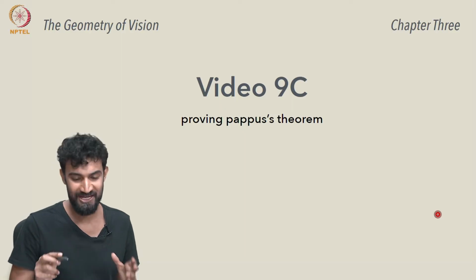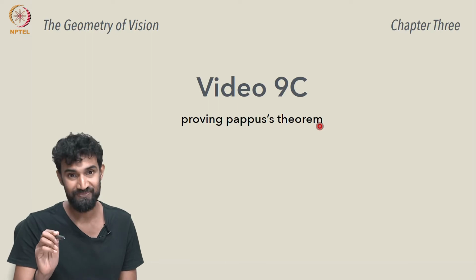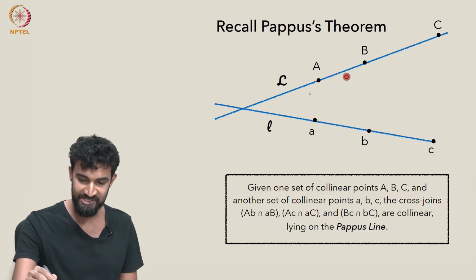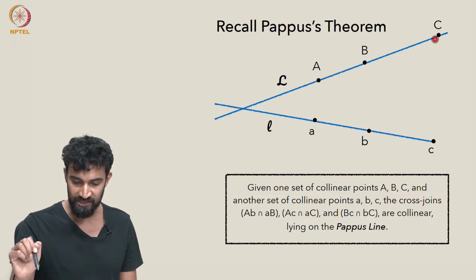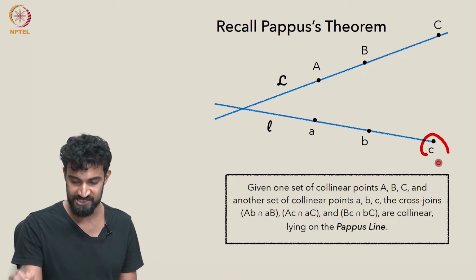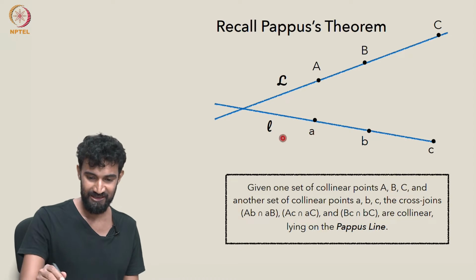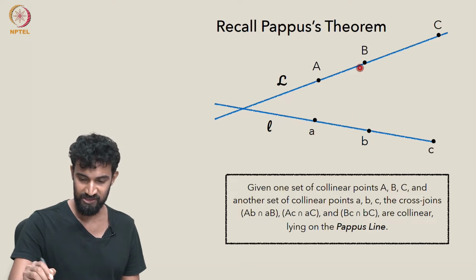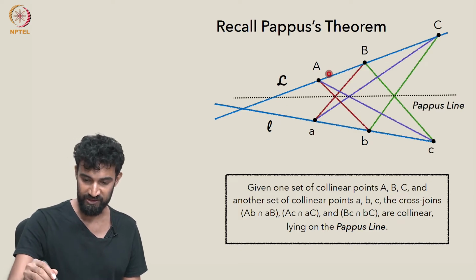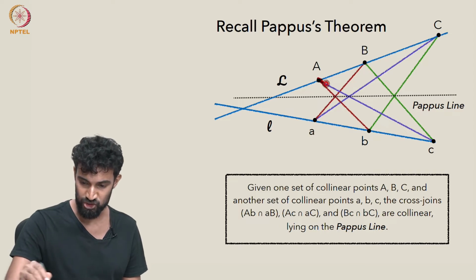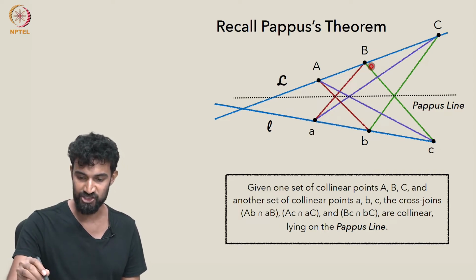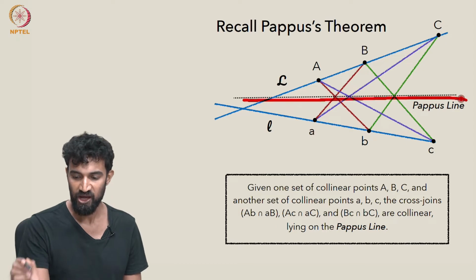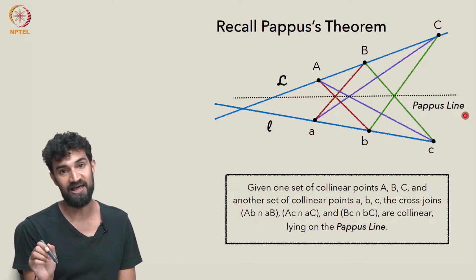Okay, so let's put together all these ideas and let's finally prove Pappus's theorem. So let's first recall Pappus's theorem, which states that given one set of collinear points, A, B, and C, and another set of collinear points, little a, little b, and little c, the cross joins, this one between the A's, AB and AB, the second cross join AC and AC, and the third cross join BC and BC, their intersection, those 3 points of intersection, those 3 cross joins, are going to be collinear, lying on this Pappus line.